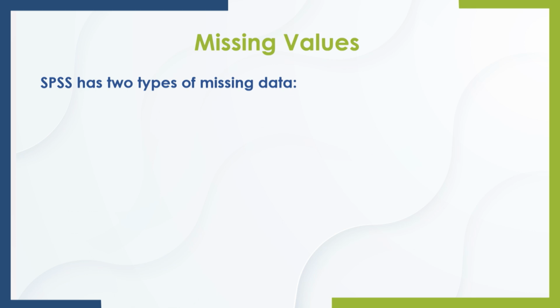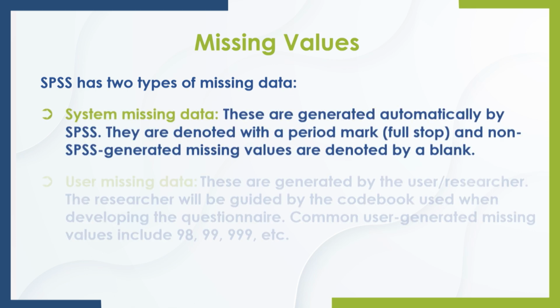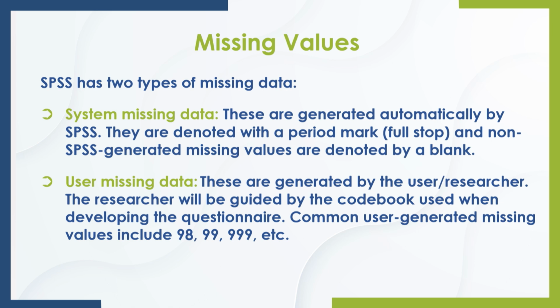Missing values. SPSS has two types of missing data. One is system missing data, another one is user missing data. The system missing data are generated automatically by SPSS. They are denoted with a period, a full stop, and non-SPSS generated missing values are denoted by a blank. User missing data are generated by either the user or researchers. The researcher is guided by the code book used when developing the questionnaire. Common user generated missing values include 98, 99 or 999, etc.